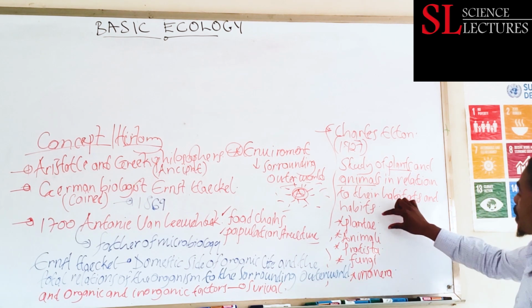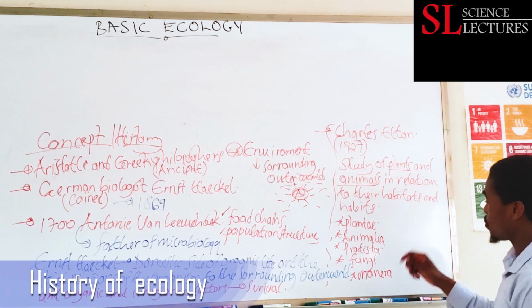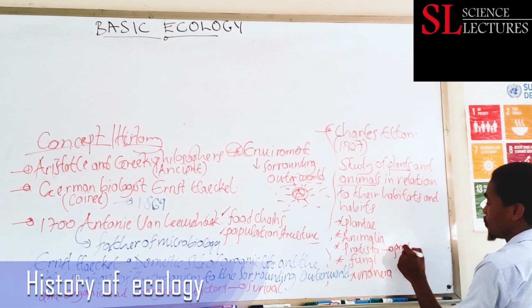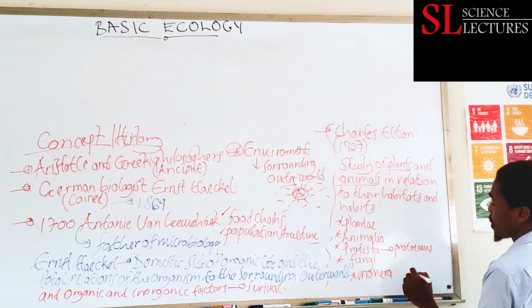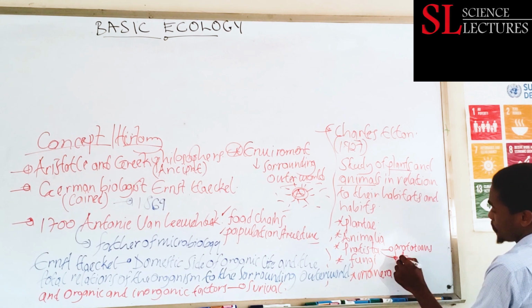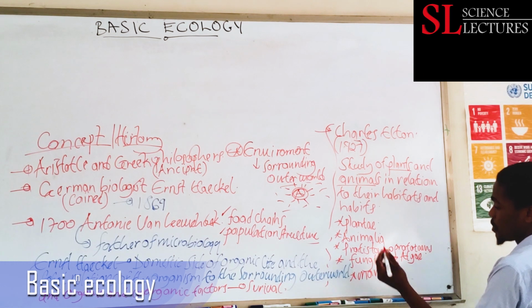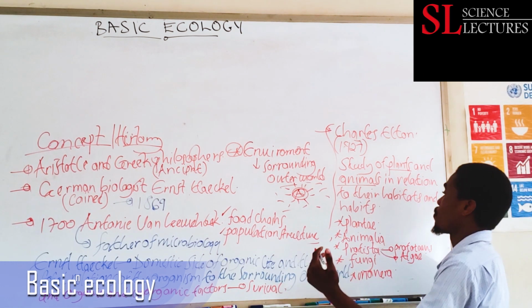So in kingdom Plantae we have the plants. In Animalia we have the different animals. Protista is where we have the protozoans, and in this kingdom we also have algae. Then fungi, we have things like molds and the rest. Then Monera is where we have bacteria and cyanobacteria.